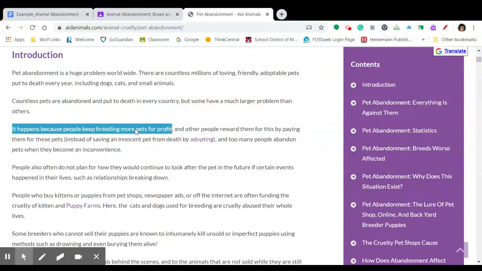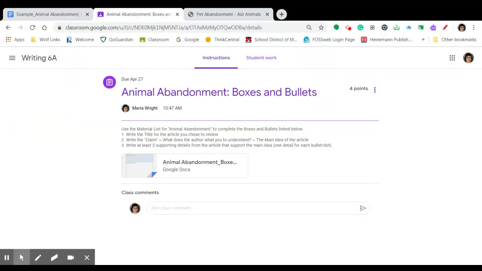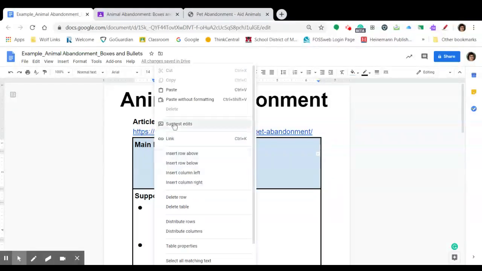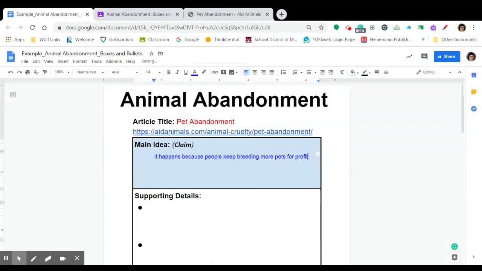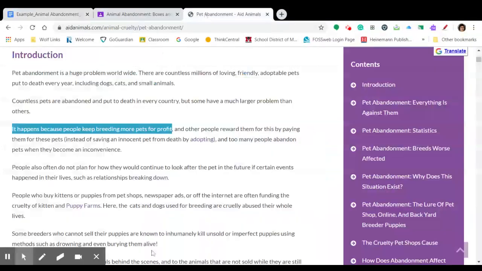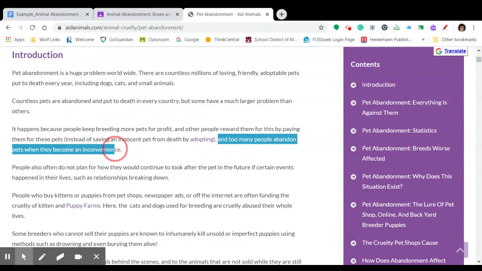So I'm going to copy that, and then I can put that up here. It happens because people keep breeding more pets for profit. And then I can go back, and we can also put, and too many people abandon pets when they become an inconvenience.